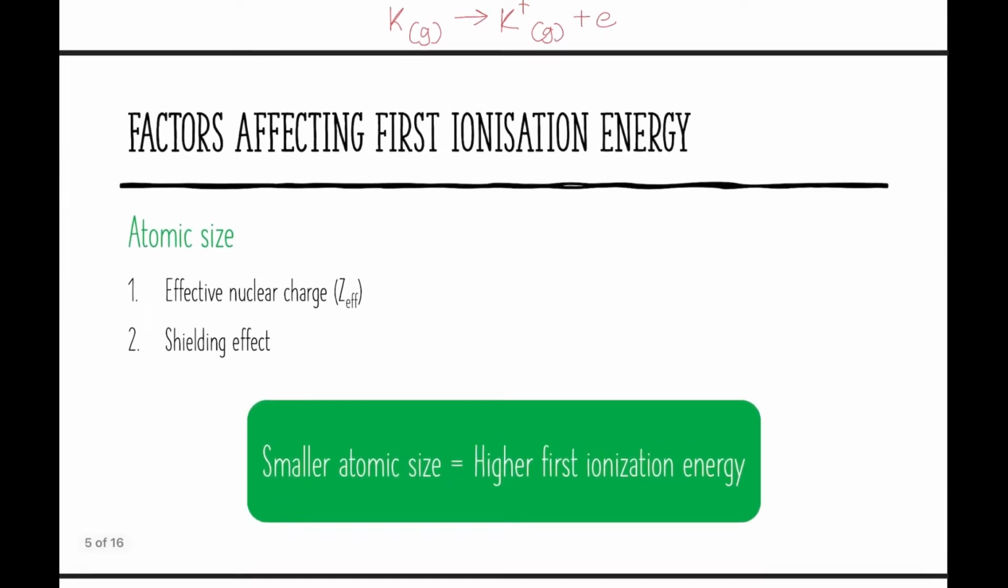A factor affecting first ionization energy is atomic size. As we know before, atomic size depends on the effective nuclear charge, or Zeff, as well as the shielding effect of the elements. Similar to electronegativity, smaller atomic size results in higher first ionization energy.